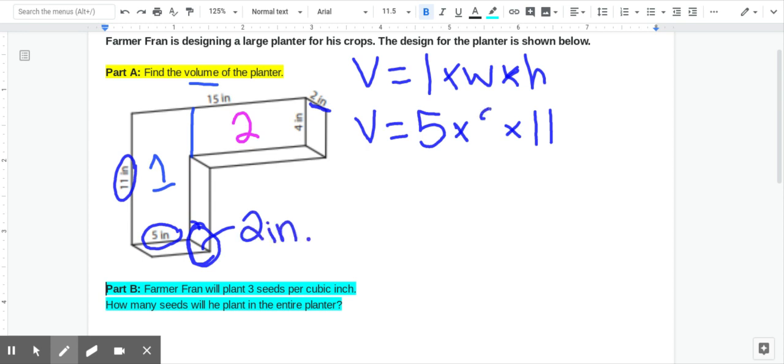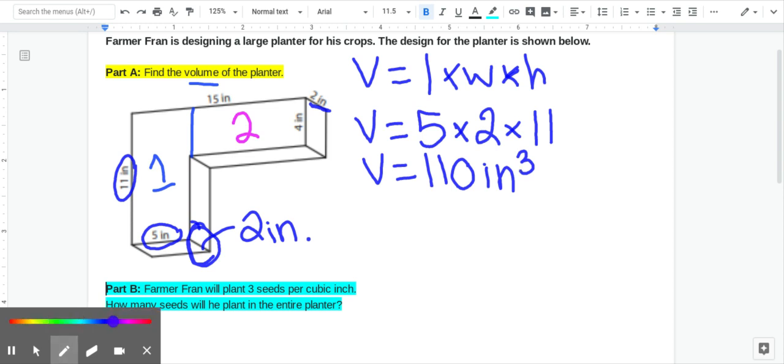Okay, so now we have 5 times 2 times 11, which will give us 110 cubic inches. You can label like that. So 110 cubic inches is the volume of my figure 1. Now let's take a look at figure 2. Again, I need to find the length, width, and height. Let's see what we have so far.